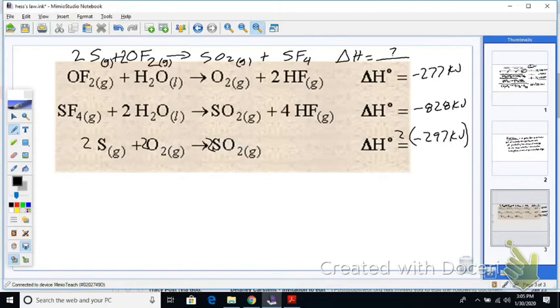Is OF2 in any? Yeah, it's in the first one on the website. Oh, that one looks like maybe we have to double that too. We can try it. 2, 2, 2, 4. Okay, so if we do that, we've got to double this. All right. How about the SO2?